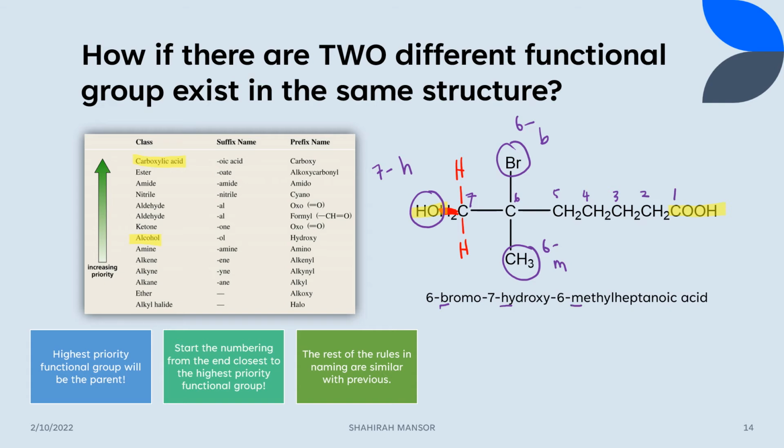Okay, so heptanoic acid merujuk kepada carboxylic acid yang mempunyai sebanyak 7 carbon atom. Okay, so there's no need to put 1 heptanoic acid, tak perlu, kerana COOH sekiranya dia menjadi parent, dia memang akan berada di sebelah hujung. Okay, so heptanoic acid tu, it is understood lah bahawa the first carbon of the carboxylic acid itu pun dah dikira sebagai carbon yang pertama.